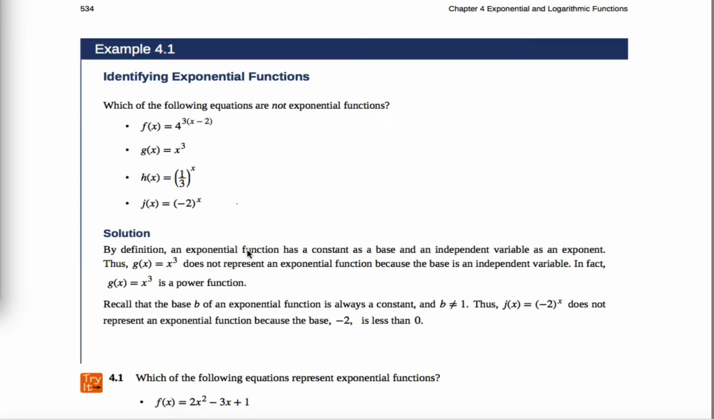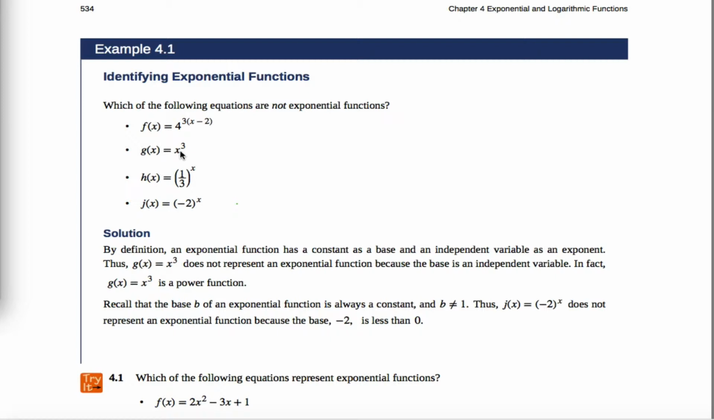All right, here's example 4.1 from PreCalculus OpenStax. In this example, you're asked which of the following equations, functions, I guess, are not exponential functions. And as your book describes down here in the solutions, G and J are not. And it gives you the reason why.